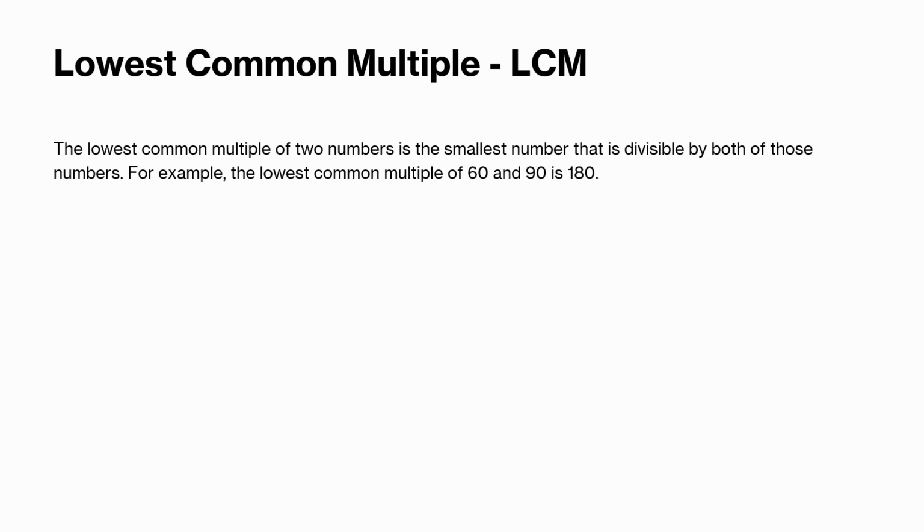The lowest common multiple. The lowest common multiple of two numbers is the smallest number that is divisible by both of these numbers. For example, the lowest common multiple of 60 and 90 is 180.